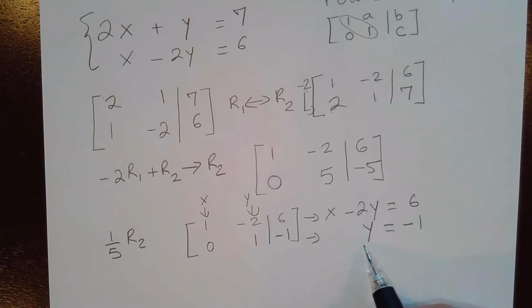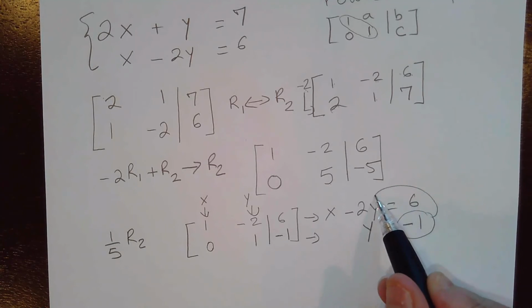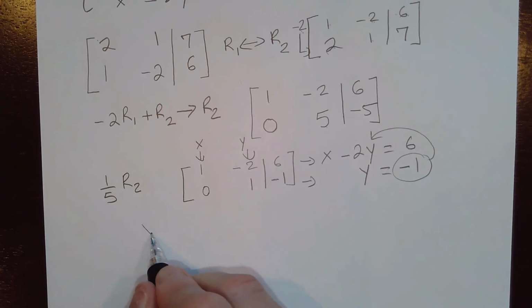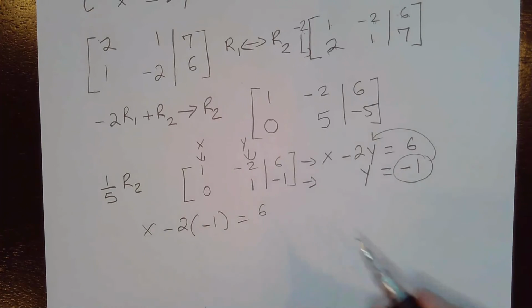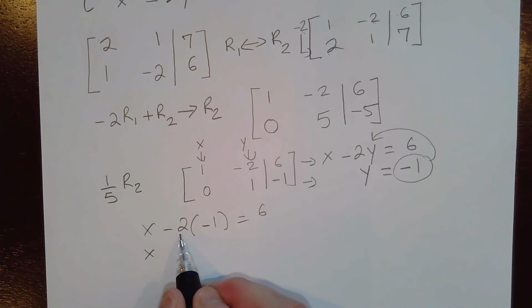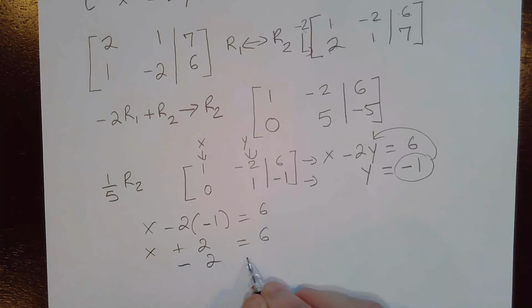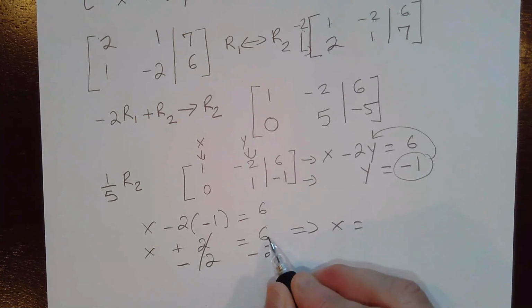So now we have a solution for y. Now we need to solve for x. We do that by replacing y with negative 1 in the first equation. So what do we get? We get x minus 2 times y, which is negative 1, equals 6. So x, negative 2 times negative 1, that's plus 2, equals 6. Solving for x by subtracting 2 on both sides of the equation, we get x equals 6 minus 2, which is 4.